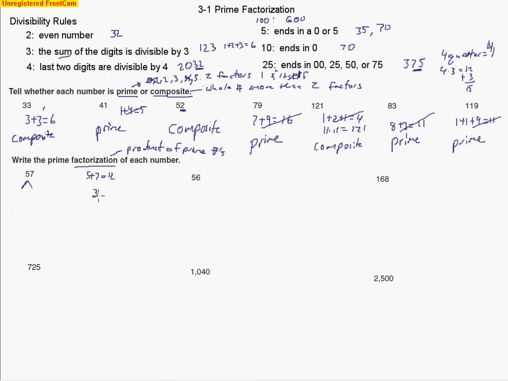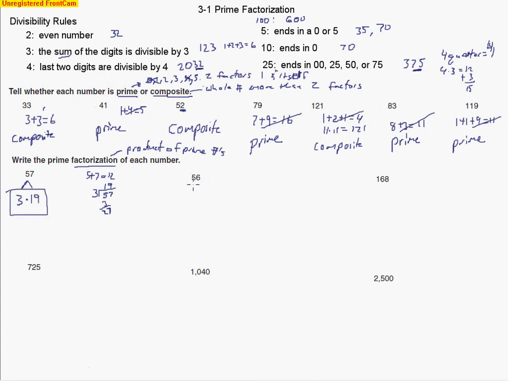So now I'm going to actually have to do some division. 3 into 57. So 3 goes into 5 one time, and there's 2 left over, so we bring down the 7. 3 goes into 27 9 times, so it makes 19. So 3 and 19 make 57, and those are prime numbers. And so that is our prime factorization.